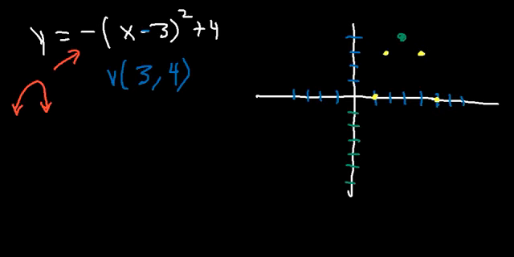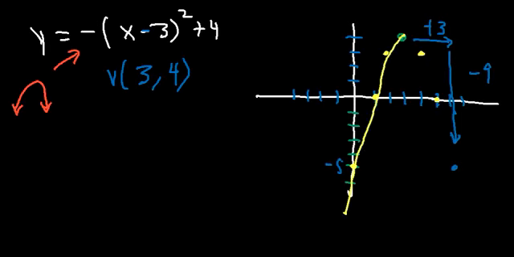Now if we go 3 to the right from the vertex, which will be over here, we need to go down 9. So we should be at negative 5, which is over here. And if we go 3 to the left, we will be at the y-axis, and it will be down 5 as well. So this graph looks something like this.